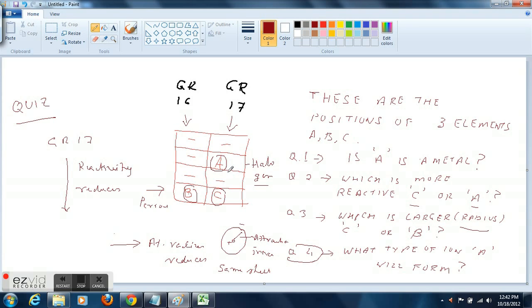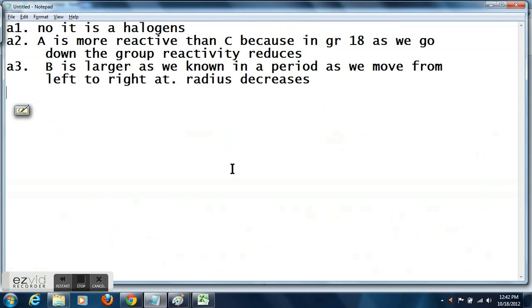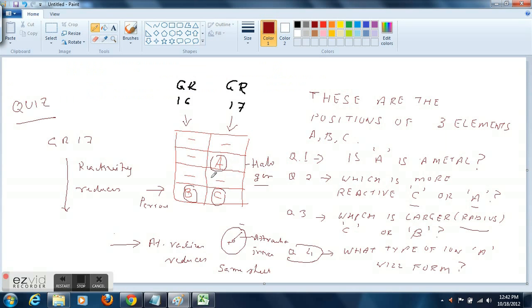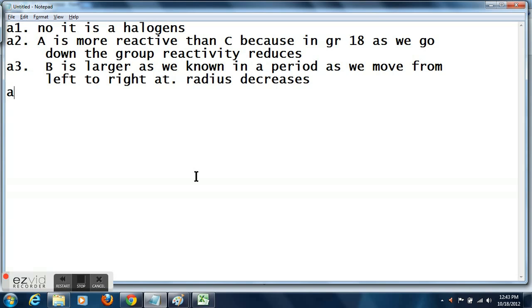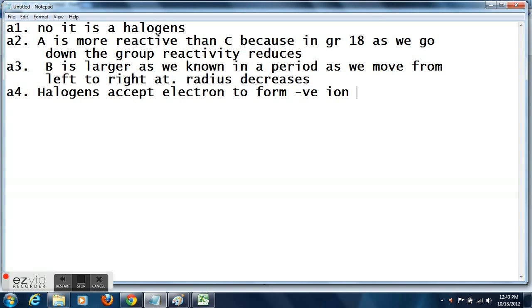The last question, question number 4, what type of ion will A form? Now you see that A is a halogen, and halogens always try to acquire electrons, because they have already 7 electrons. It will be easier for them to take one more electron from some source and form a negative ion. So halogens accept electrons to form negative ions, which we also call anions. So it will form a negative ion or anion.